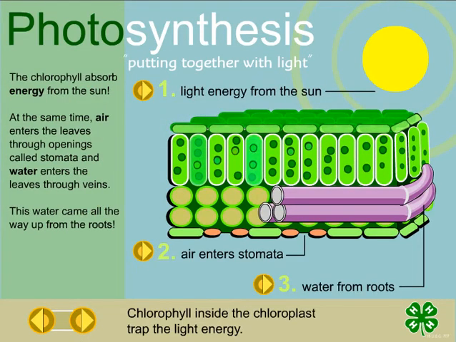The chlorophyll is pretty important because it absorbs the energy from the sun. It traps that light energy. At the same time, air enters through the openings in the leaf, and water comes in from the roots. So photosynthesis takes three things at the beginning. It takes three reactants: light energy from the sun, air, specifically carbon dioxide, and water.